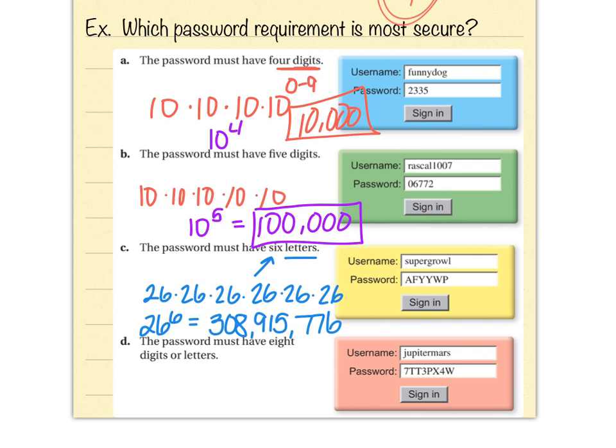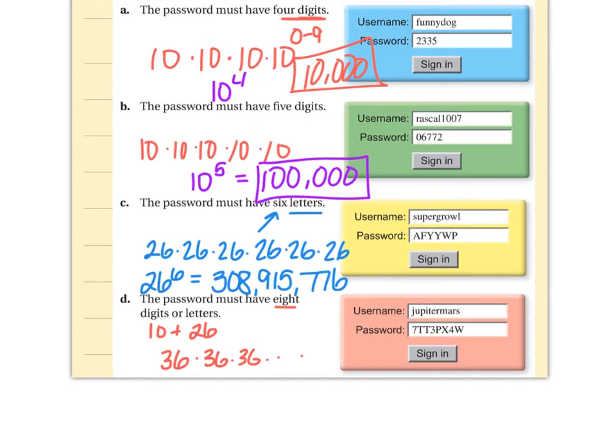And then here we come to the last one. And the last one's like the most common computer password that you have. That it must be 8 characters long, and it can be digits, which we know there's 10, or it can be letters. So altogether, that means there's 36 different possible choices if you choose a number or if you choose a letter. And then we're going to multiply that 8 times, right? So I'm just going to save some space here and just say that's 36 to the 8th power. Now, I'm not going to take the time to write this whole number down, but we're looking at approximately 2.8 trillion, that's trillion with a T, trillion different possible passwords you could have.